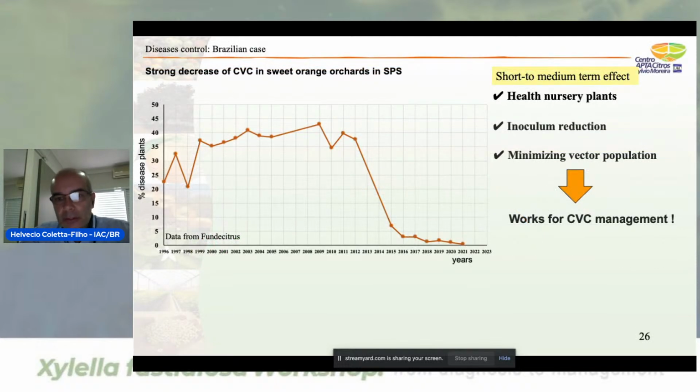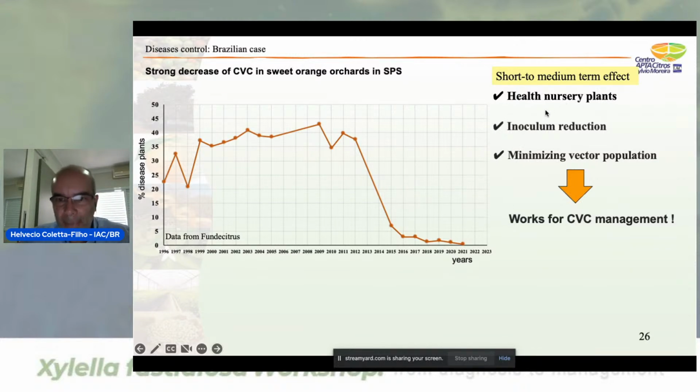And I can see that this kind of recommended activities works for CVC management, okay, because it's a fact that the disease is no longer a problem in citrus orchards, in sweet orange orchards in São Paulo state nowadays. The disease went from almost 30% of incidence to 0.5% in 2021.